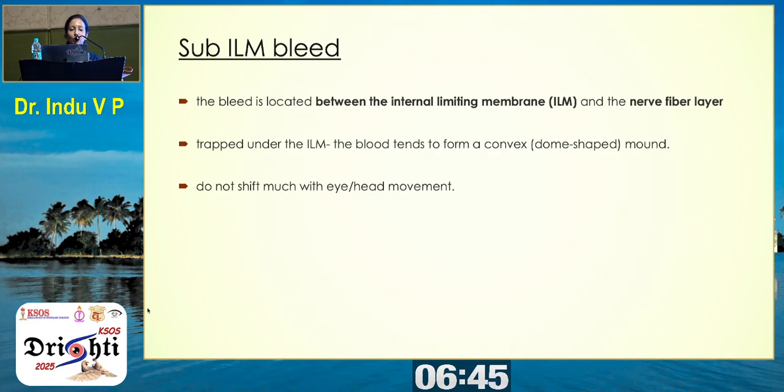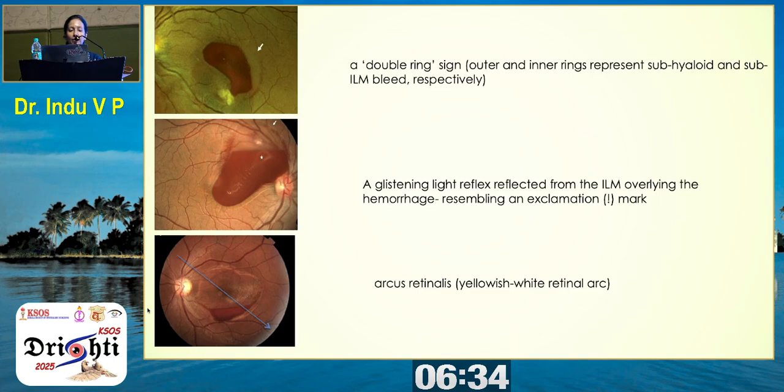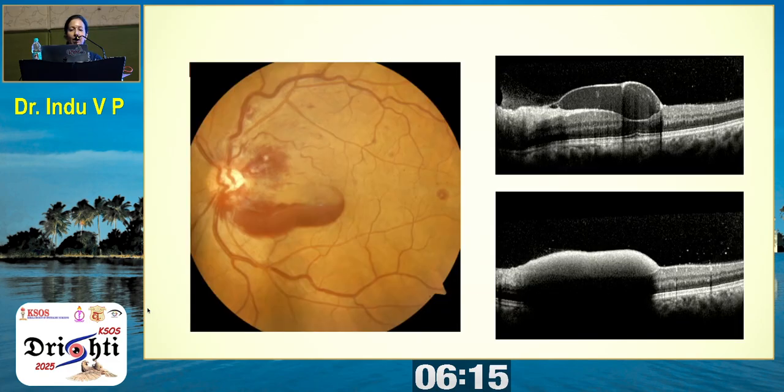A sub-ILM bleed occurs between the taut ILM and the retinal nerve fiber layer. Because it's trapped under the taut ILM, it does not move with the position of the head and it is dome-shaped. So this is a sub-ILM bleed. There are a few signs that you can look for. One is called a double ring sign, when there is both a sub-ILM as well as a subhyaloid hemorrhage. Two, an exclamation mark sign, which is a glistening light reflex on the ILM. And three, an arcus retinalis, which is a white ring at the edge of the ILM bleed. So this is an OCT of an ILM bleed. You can see the taut ILM which is separated, and the blood is so dense it causes shadowing posteriorly.